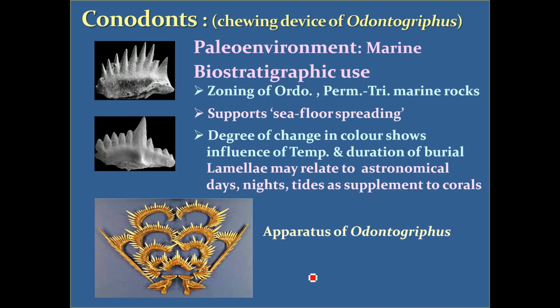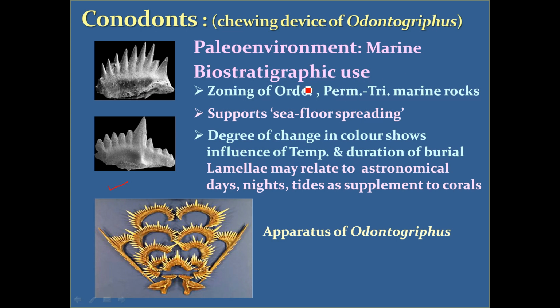Conodont is another important group of early Paleozoic and Middle Paleozoic time. They are the small chewing parts of a large set found in an eel-like animal called Odontogryphus. And in the picture, I have shown the two elements in the upper part, and the set or apparatus of conodont of Odontogryphus is shown in the lower picture.